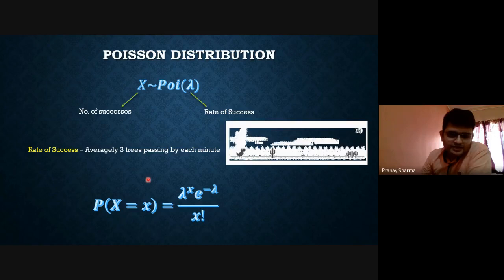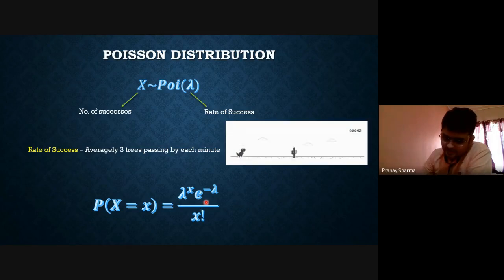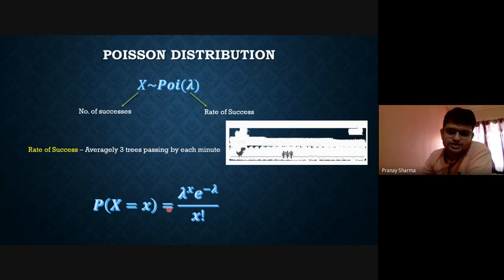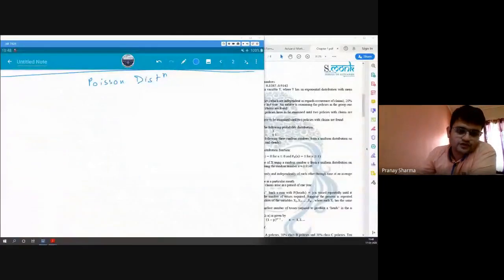The probability that X equals x is lambda raised to x, e raised to minus lambda, upon x factorial. Now this comes from converting our binomial distribution into Poisson distribution using limits. Limits are not part of our course, so we will not go into how we convert it, but we'll directly use it.